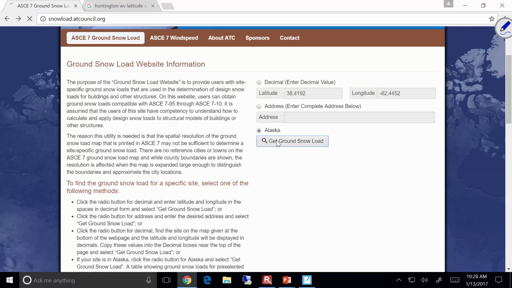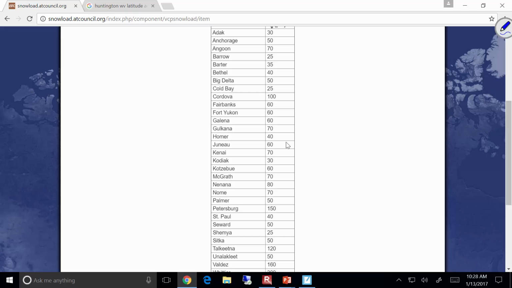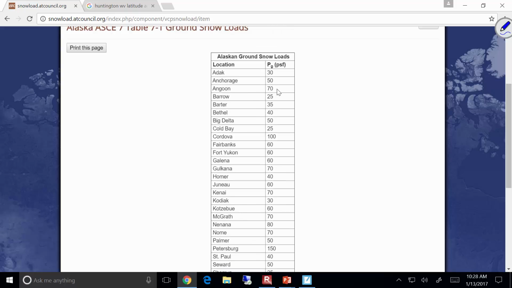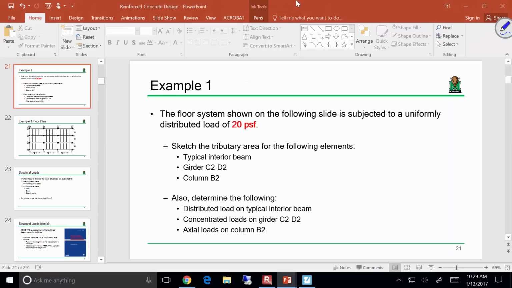Okay, so here's Alaska. It basically just lists a series of locations. I remember this now. If you're in Anchorage, Alaska, you would be using 50 pounds per square foot. If you're in Fairbanks, you'd be using 60. Or Valdez: 160 pounds per square foot. Whittier, Alaska. That's some snow, let me tell you. That is some serious snow load.